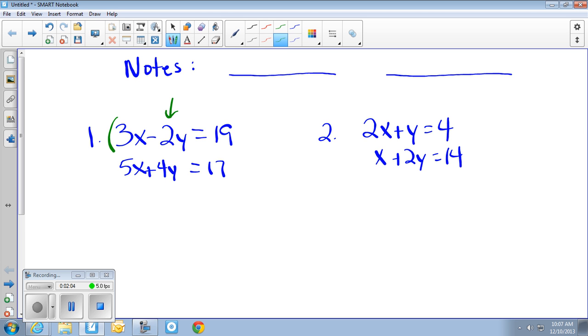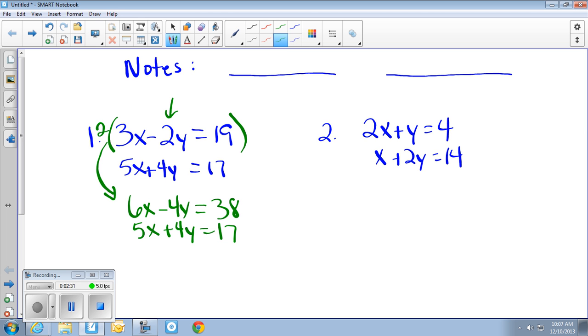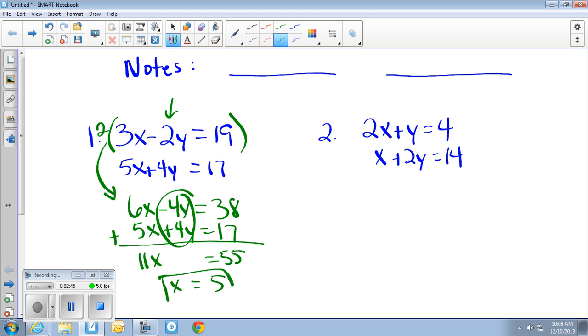So that's what I'm going to do. I'm going to basically multiply this entire equation by positive 2. And that's going to give me, and I'm going to rewrite it down here, 6x minus 4y is equal to, and then 2 times 19 will be 38. And then I'm going to rewrite the second equation because now I'm able to eliminate. So what I get is I'm going to eliminate my y's. I'm going to now combine these, and I get 11x on the left, and I get 55 on the right. So that gives me x is equal to 5. So there's one of my variables solved for.